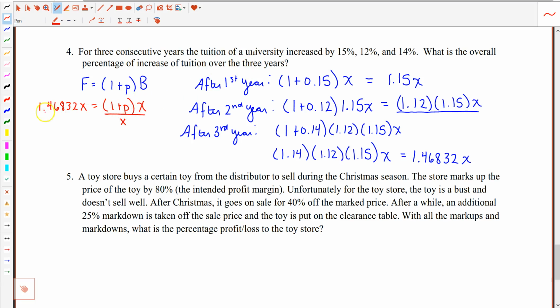I could divide both sides at this point by x. If I do that, the x's wipe out on both sides. So again, we're seeing that it doesn't really matter what the initial tuition was. So I have 1.46832 is equal to 1 plus p. Subtracting 1 from both sides, we get 0.46832 is equal to p. Moving this decimal over 2 spots, we end up with 46.832%. And because this is a positive number, we would say increase.